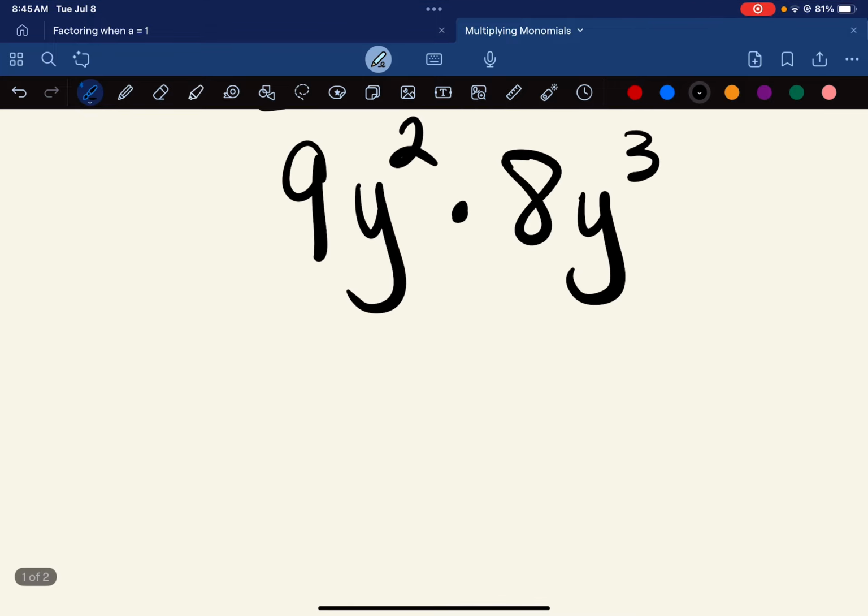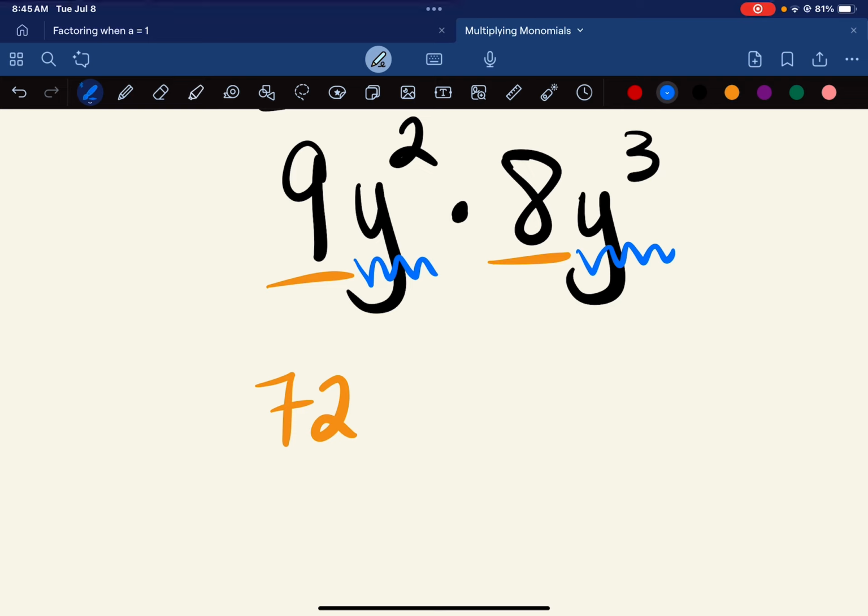Then let's look at this one. 9y squared times 8y to the 3rd power. We have 9 times 8, which gives us 72. And then we have our y squared times y to the 3rd power. Remember, all we need to do is add our 2 exponents together. So our y term is going to be y raised to the 2 plus 3 power, which is just y to the 5th power.